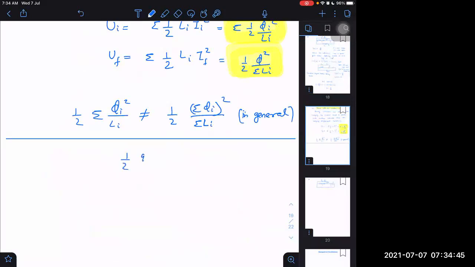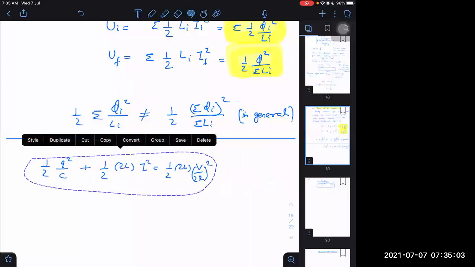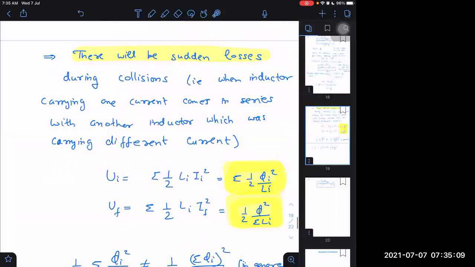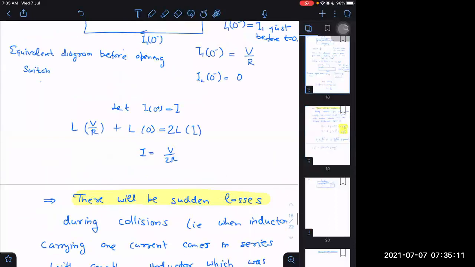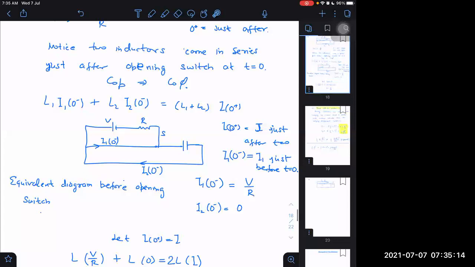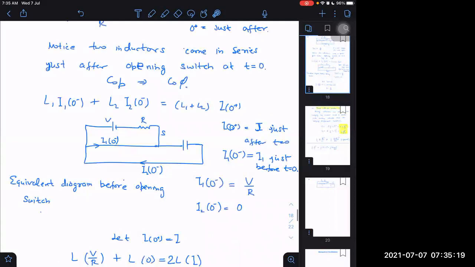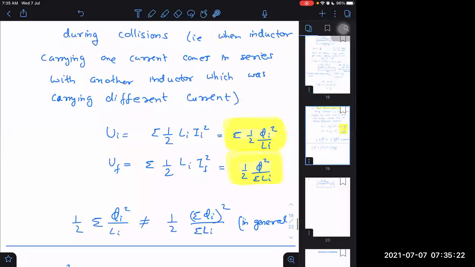Then we can write half of Q squared by C at any instant of time, plus half of 2L into I squared, will be equal to the initial half of 2L into V by 2R, whole squared. Right? But notice, some students will start conserving energy from the beginning itself, saying initial energy is half of L into V by R squared. No, after that loss has taken place. First you use conservation of flux, then only can you use conservation of energy. Remember the order.